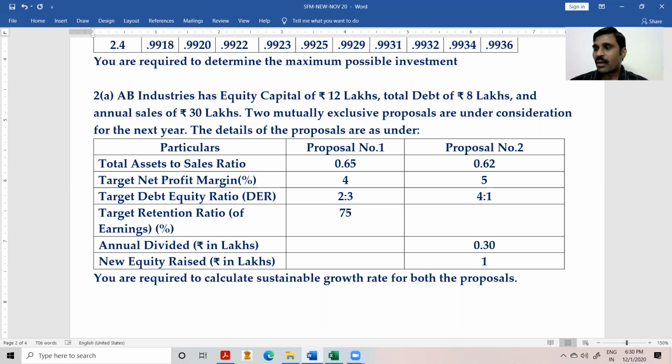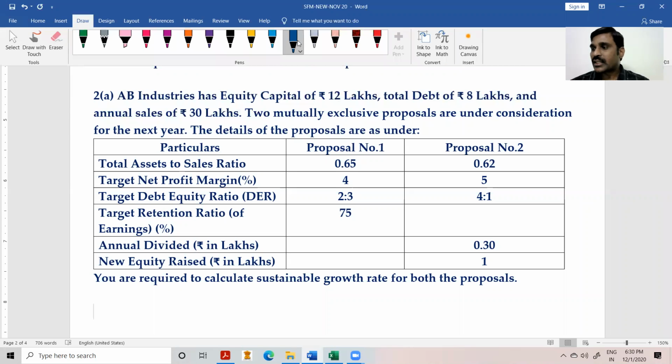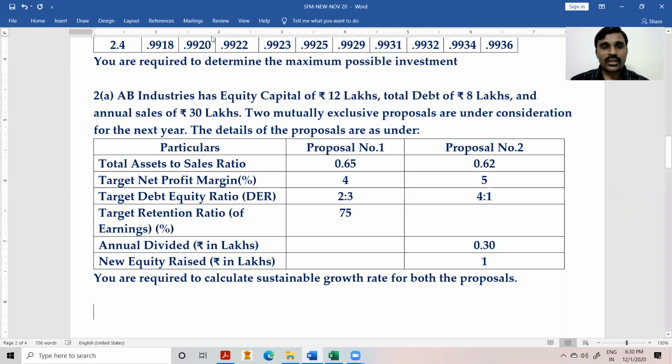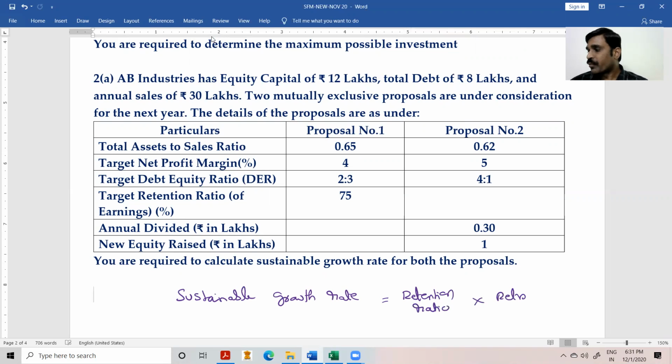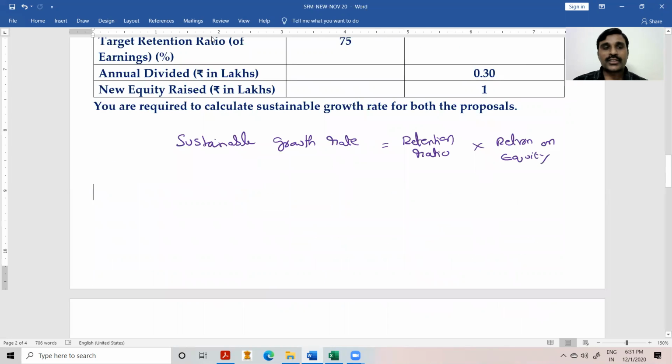What is the formula we have seen for sustainable growth rate? I'll explain this formula. Sustainable growth rate is equal to b, that is retention ratio, into return on equity. So it's a very simple concept: sustainable growth rate is equal to retention ratio into return on equity. Very simple common sense logic, nothing technical here.